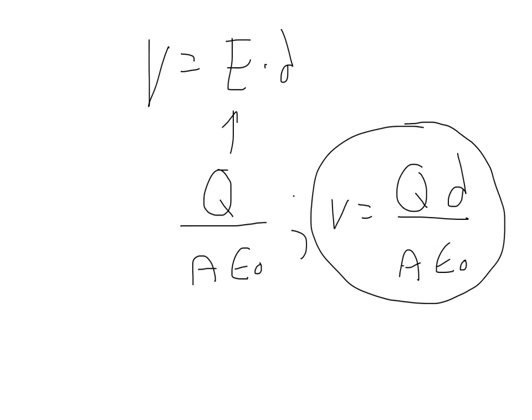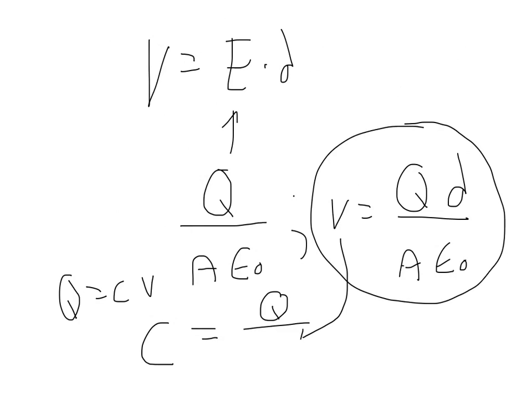So now let's calculate the capacitance. Going from Q equals CV, the capacitance is equal to Q divided by V. So I take Q, divide it by V, which is Q d divided by A epsilon 0. That tells me that my capacitance is equal to the area of the plates times epsilon 0 divided by d.